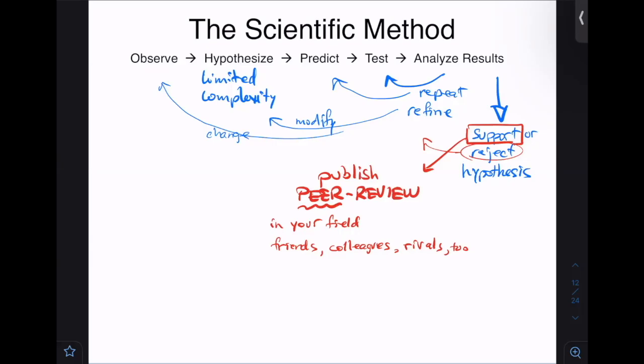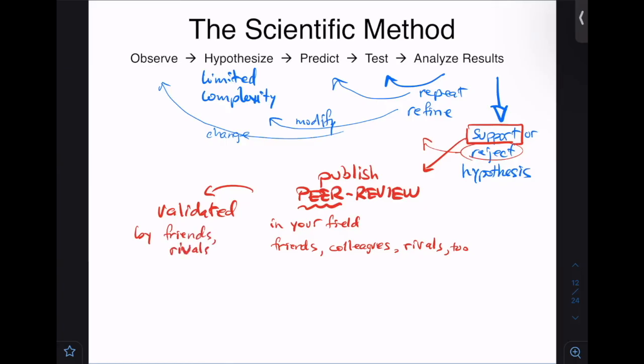Once it gets published, now it needs to get validated. And the validation is also done by your peers. It's done by other scientific laboratories because your work is so interesting that they're going to try to repeat it. So these are also your friends and your rivals.